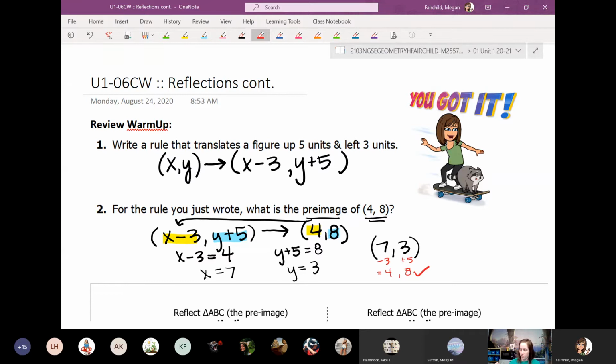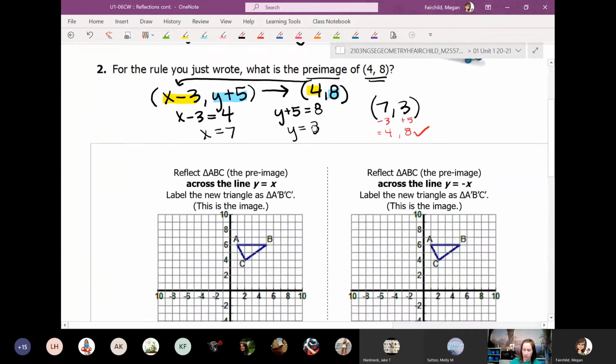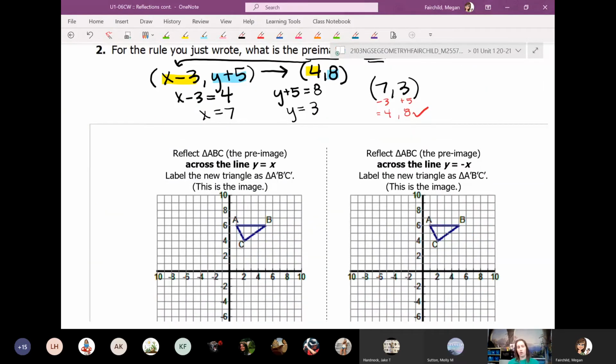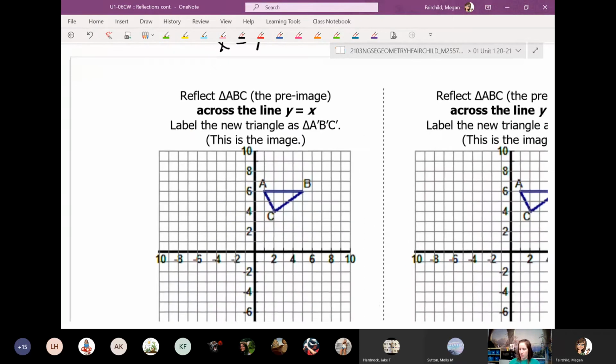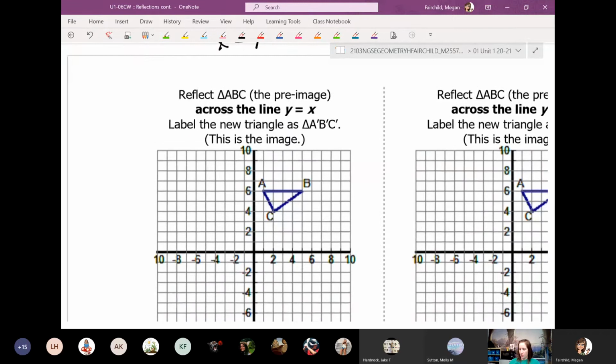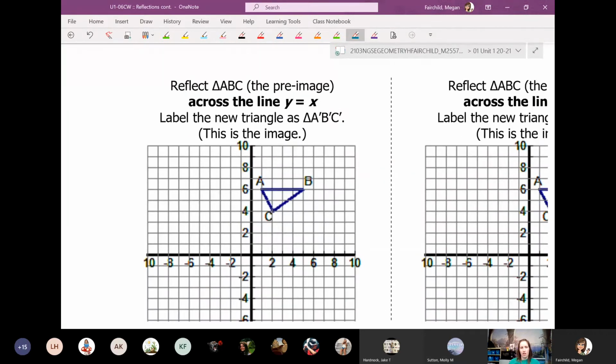All right, I'm going to move on to reflections part 2. On Friday, we reflected across the y-axis and we reflected across the x-axis. Today, we're going to reflect across 2 new lines that you may or may not be familiar with. The first line is y equals x, if you remember back to your slope-intercept days, y equals mx plus b.